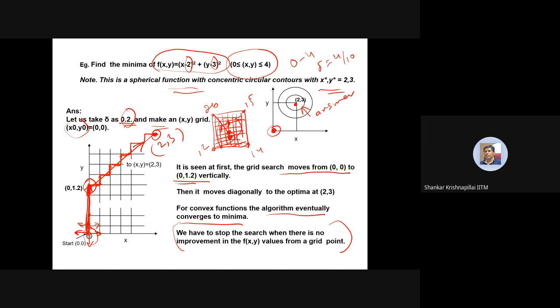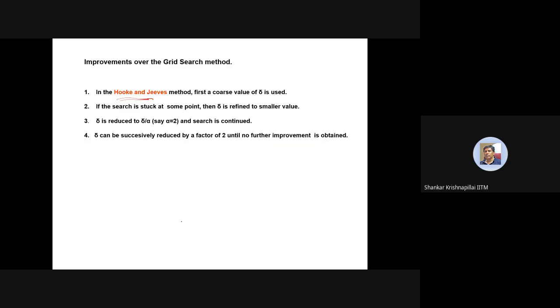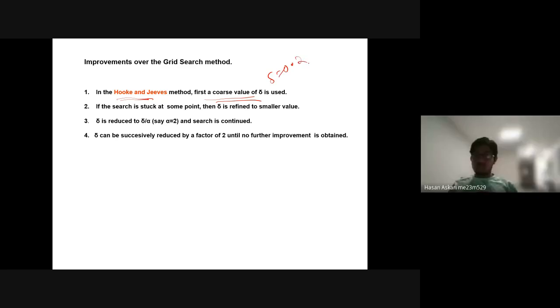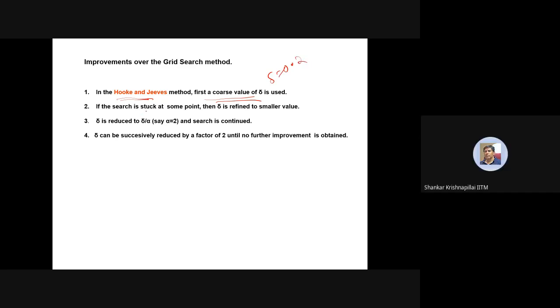So starting from here, maybe you can find an objective function value of 9 here. If you do further refinements like this, you can get better values. So in Hook and Jeeves method, first a coarse value of delta is used, say delta equal to 0.2. Then if the search is stuck at some point, delta is refined to a smaller value.